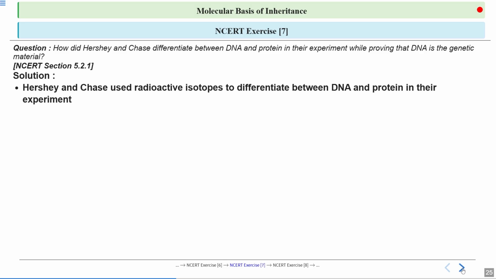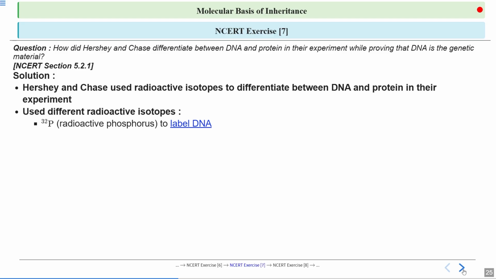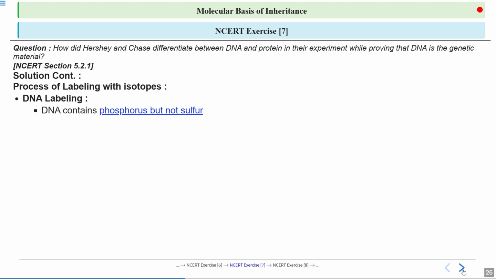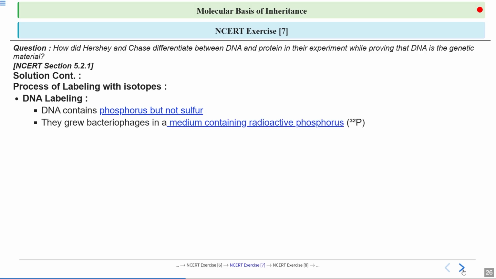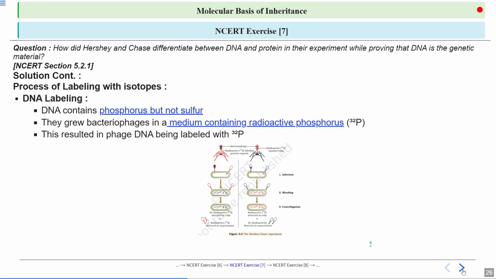Hershey and Chase used different radioactive isotopes to differentiate between DNA and protein in their experiment. What radioactive isotopes did they use? They used radioactive phosphorus, 32P, to label DNA, and 35S, radioactive sulfur, to label proteins. How did they label DNA? DNA contains phosphorus but not sulfur. They grew bacteriophage in a medium containing radioactive phosphorus. This resulted in phage DNA being labeled with radioactive phosphorus.